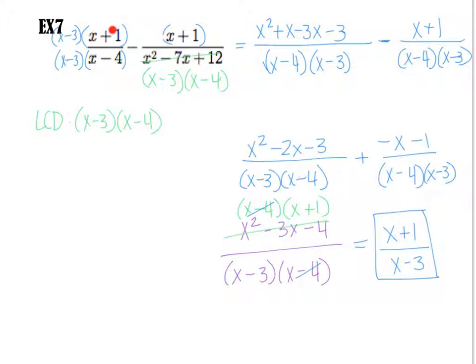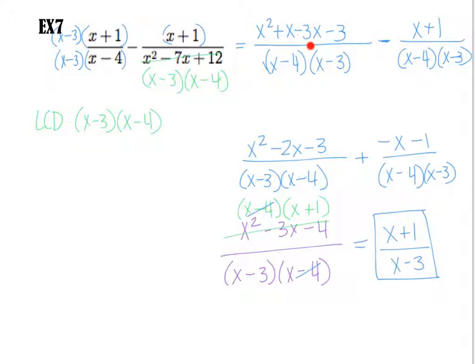So I distributed the x and distributed the negative 3, and I ended up with x times x is x squared, x times 1 is 1x, negative 3 times x is negative 3x, and negative 3 times 1 is negative 3. And then this fraction didn't need anything, so I just brought it over here, so minus the x plus 1 over the common denominator.